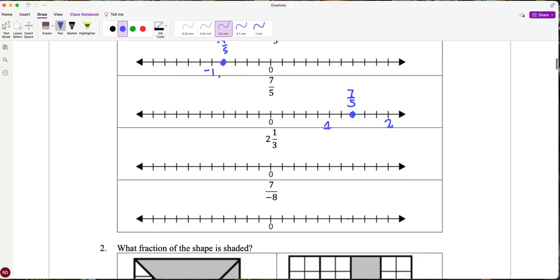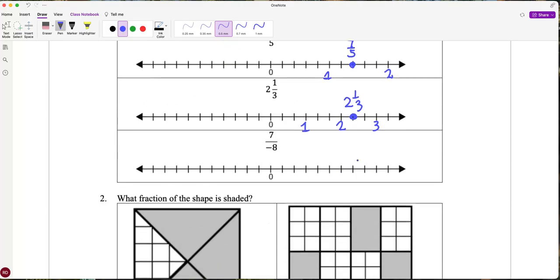2 and 1/3. So if I go over 1, 2, 3, if I call this 1, 1, 2, 3, this is 2, 1, 2, 3, and this is 3. 2 and 1/3 is right here. Negative 7/8. 1, 2, 3, 4, 5, 6, 7, 8. If I call this negative 1, then negative 7/8 is right there.